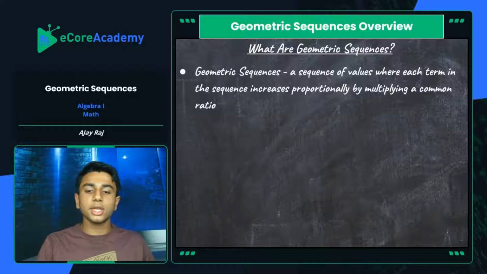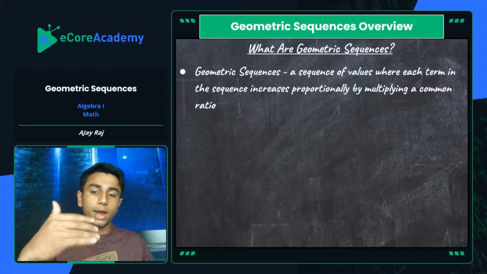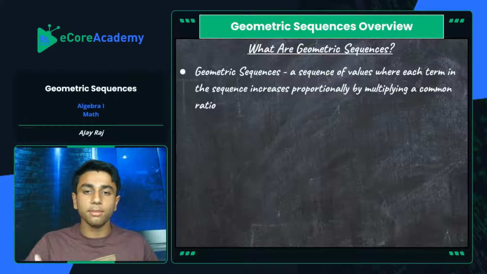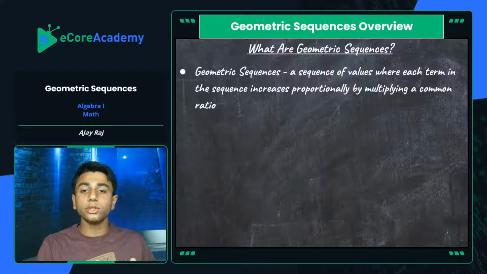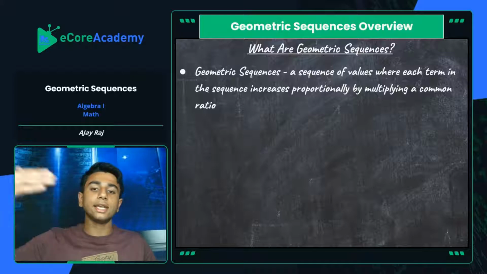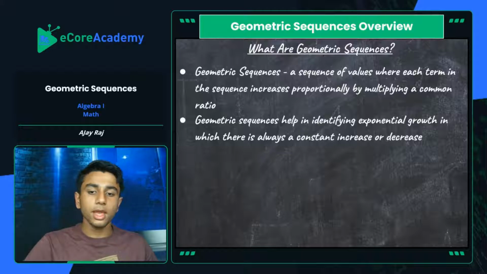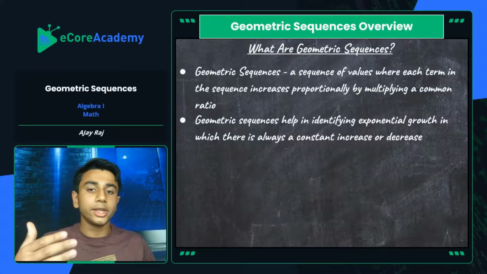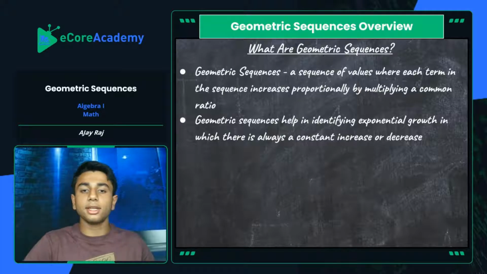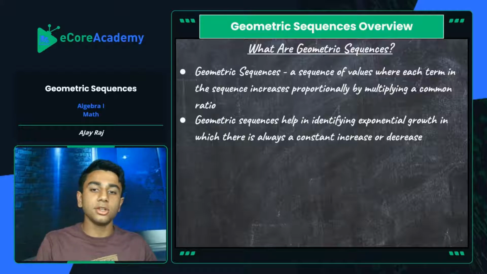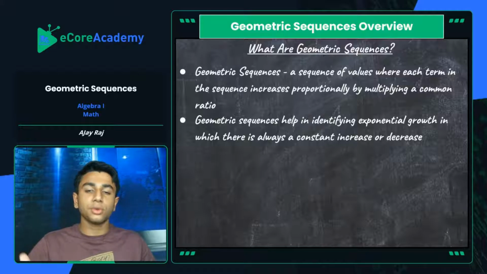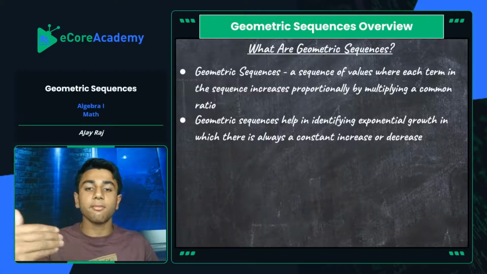But with geometric sequences, it's actually a little bit different. Instead of adding and subtracting, you're just going to be multiplying with geometric sequences. So you have a starting point in your sequence, your starting term, and you're going to be multiplying a common ratio, something that you're going to multiply to each term to get the next term. Geometric sequences help in identifying exponential growth, in which there is always a constant increase or decrease. So think about an arithmetic sequence. An arithmetic sequence is always linear. You're adding or subtracting. When it comes to geometric sequences, it's exponential. So what happens is you always have a constant increase or decrease, and it's not always the same amount that you're going to be increasing by. You're increasing by the same factor, however.